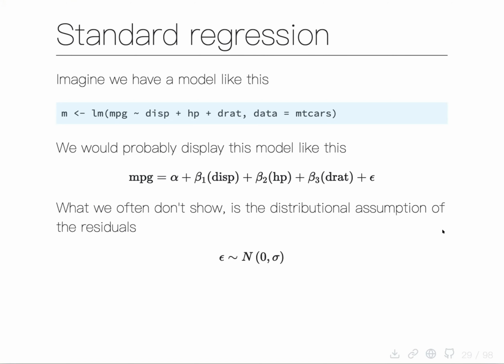What we often don't show is the distributional assumptions of the residuals. So this model also has this built into it, right? Our error structure is assumed normally distributed. So distributed as, that's how we read that, right? Distributed as normal with a mean of 0 and some unknown variance or standard deviation. Okay, so this is estimated. This is our residual variance, right?